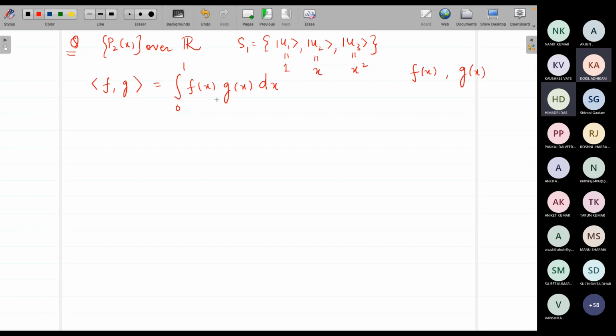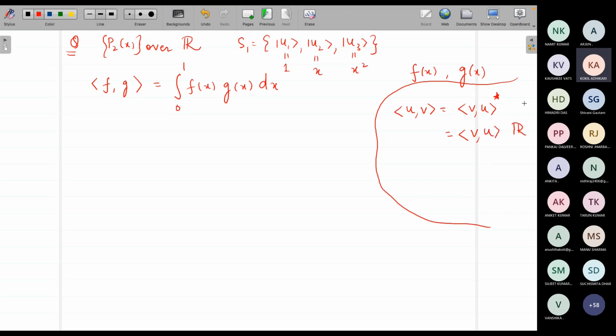It will not satisfy the first property, the conjugate property. Tell me the first property. What is the first property? u comma v is equal to v comma u star, the conjugate. But sir, it's a real number, so it doesn't matter. Right. If it is a real number, then this property means u comma v is equal to v comma u. For complex numbers, of course, you have to be careful. Will this property not hold true? The integral of f(x) g(x) dx is equal to the integral of g(x) f(x) dx. Yes, it will hold.